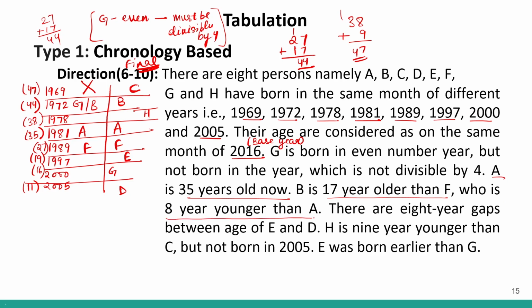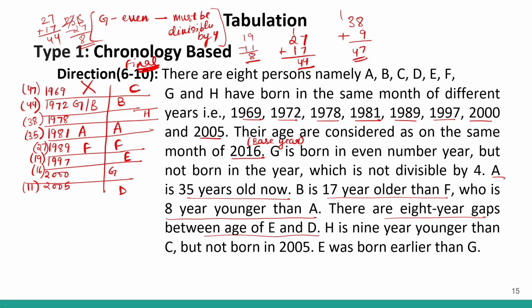F is 8 years younger than A. So A is 35 years old. F is 27 years old. If I subtract this, I'll get 8. So this is also correct. There are 8-year gaps between E and D. So E is 19 years old, D is 11 years old.